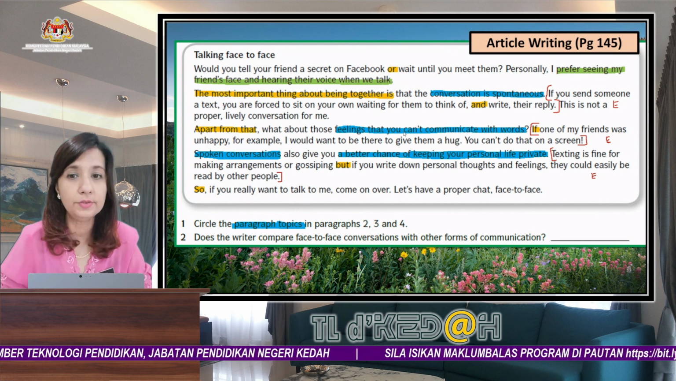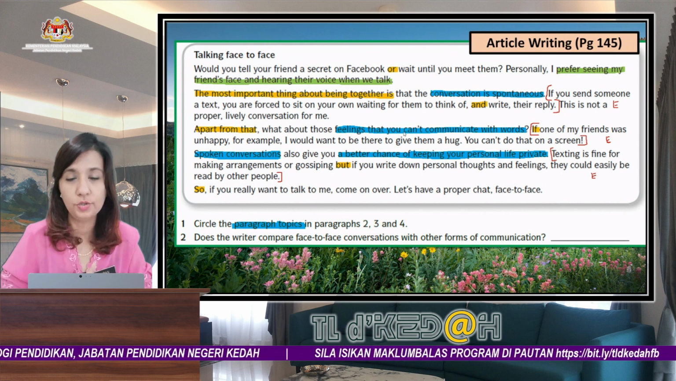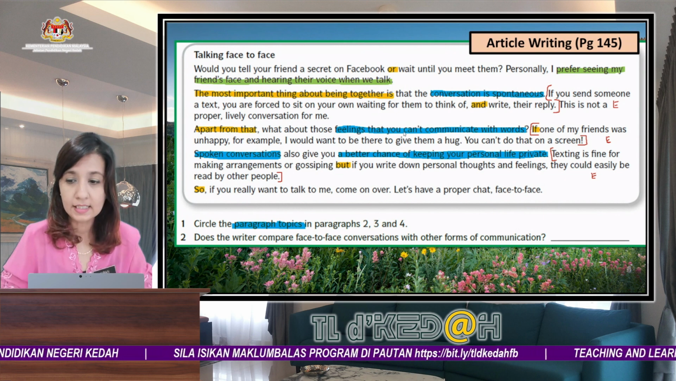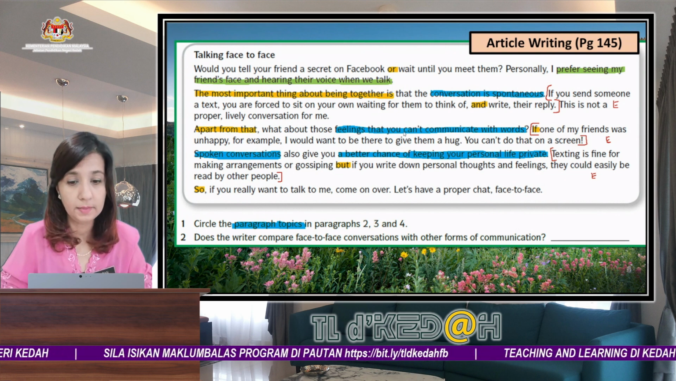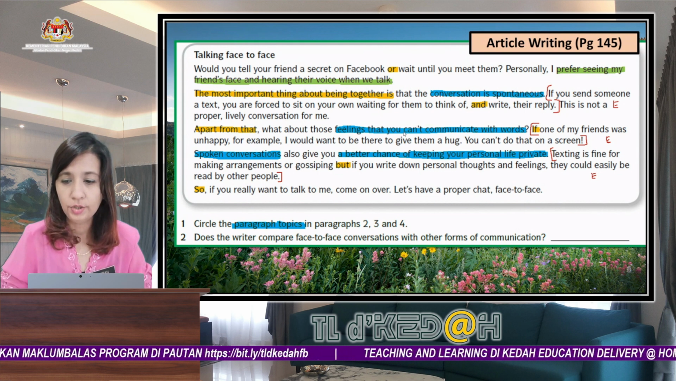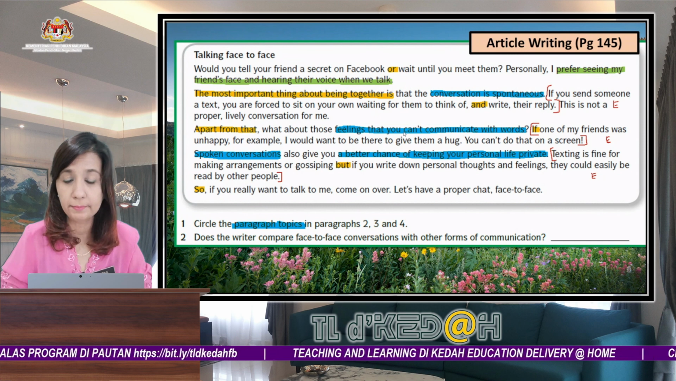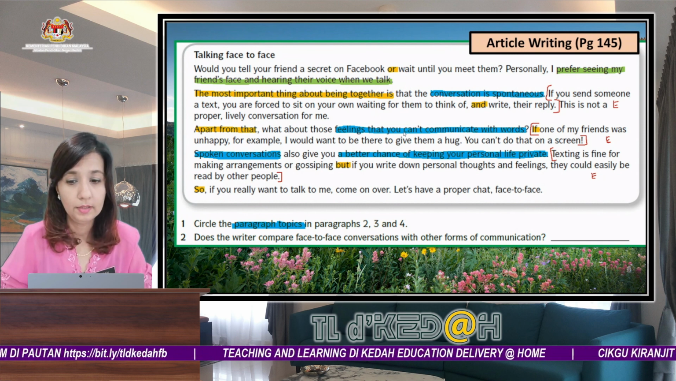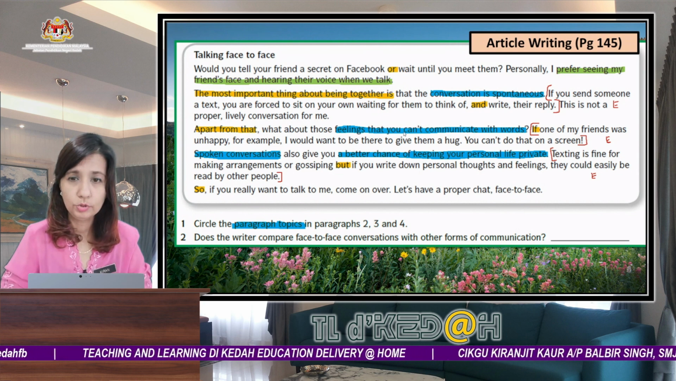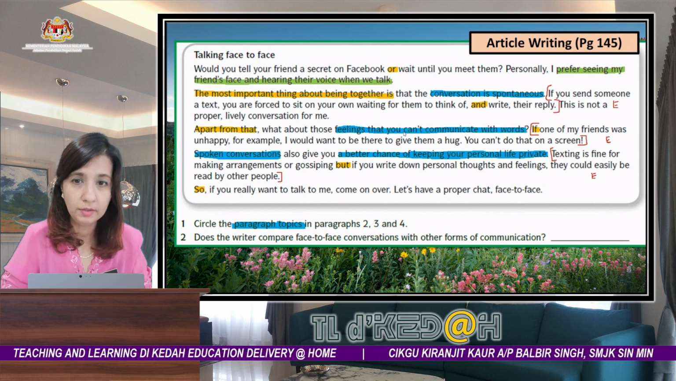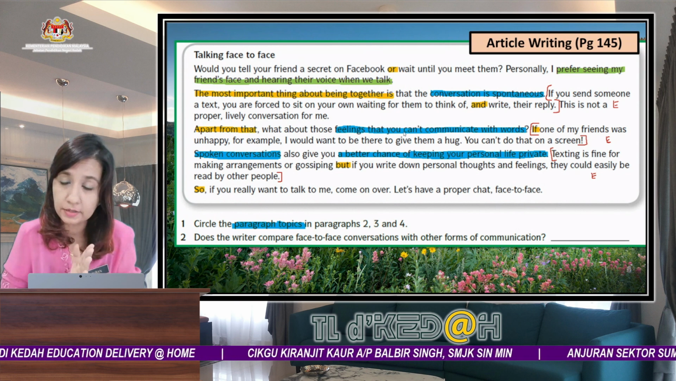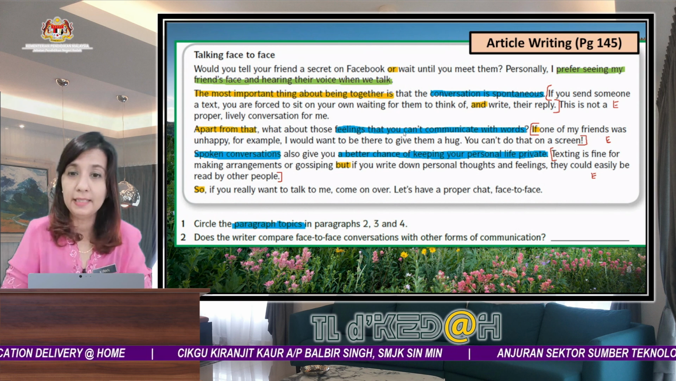So this is the third reason why she prefers face-to-face communication. Texting is fine for making arrangements or gossiping, but if you write down your personal thoughts and feelings, they could easily be read by other people, which is true. If you want to share something private about yourself, a secret, would you type and share it with someone? Would you trust the person 100%? Maybe the person might show it to somebody else. So this is what she means.